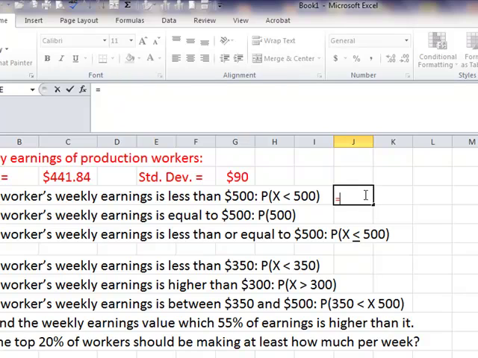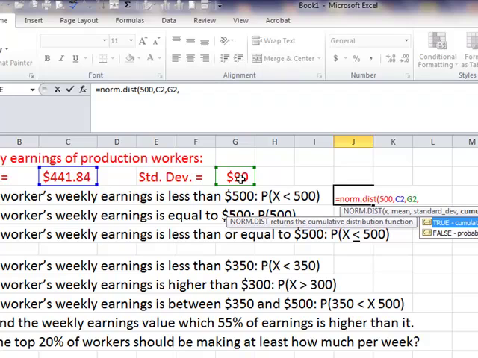Type equal norm.dist, open parentheses, x is 500. Mean is in cell C2, comma. Standard deviation is in cell G2, comma. And we do want all the probability or area in the curve to the left of 500. Therefore, it is the cumulative from the left tail all the way to the 500 value.